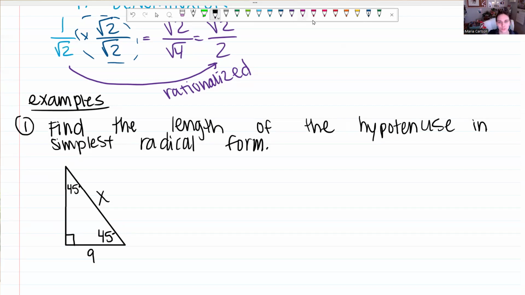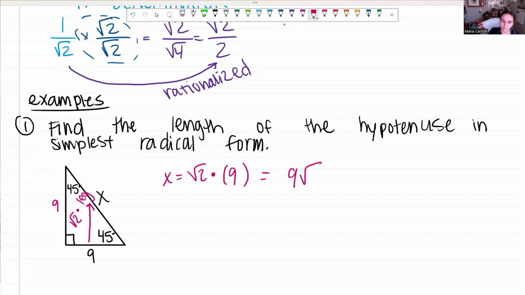So, the length of the hypotenuse. Well, in a 45, 45, 90 degree triangle, we just wrote this down in our notes: the hypotenuse is the square root of 2 times the leg. So x is the square root of 2 times our leg, which is 9. We know both of these sides are 9, so it doesn't matter. And 9 times the square root of 2 is just 9 square root of 2. So that is the length of our hypotenuse in simplest radical form.